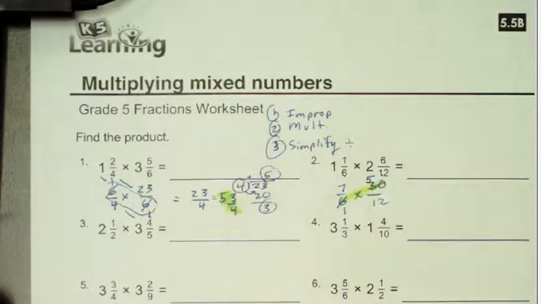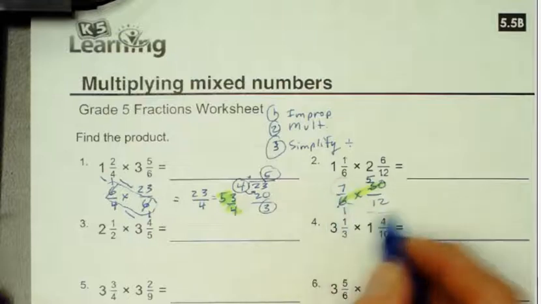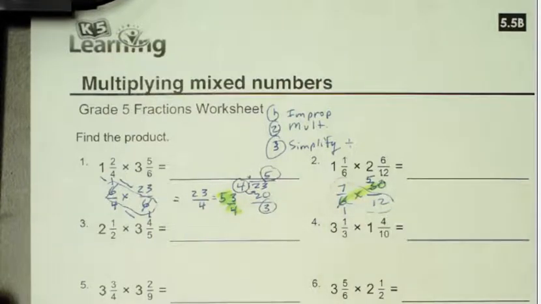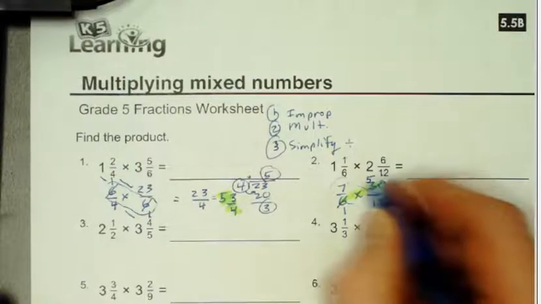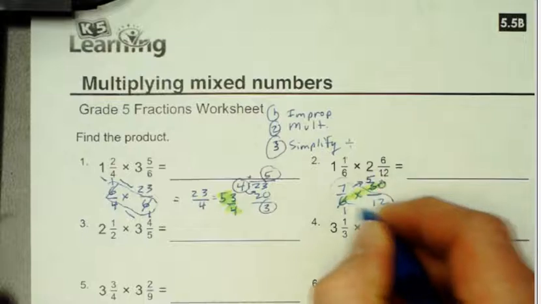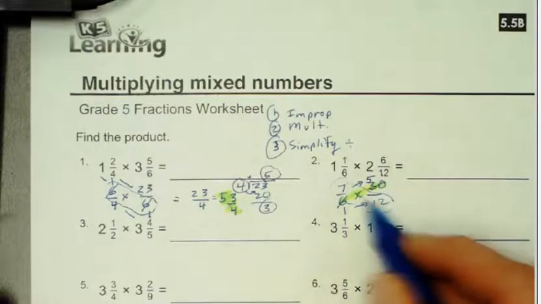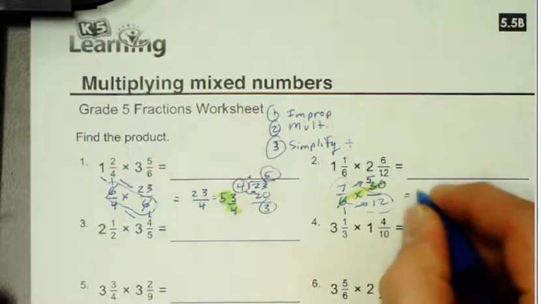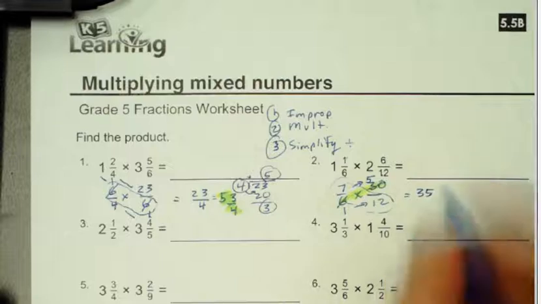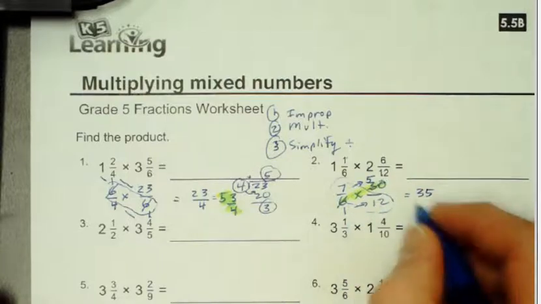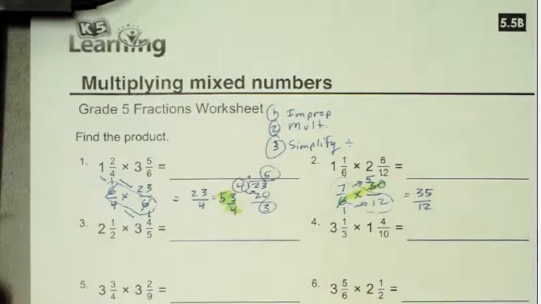And we'll look the other way too. I can't do anything with 7 and 12. The only factor they share is 1, and that's not going to do me any good to divide by 1 because I'm going to get the same answer. So I can multiply straight across. 7 times 5 equals 35. 1 times 12 is equal to 12. So I have 35/12.